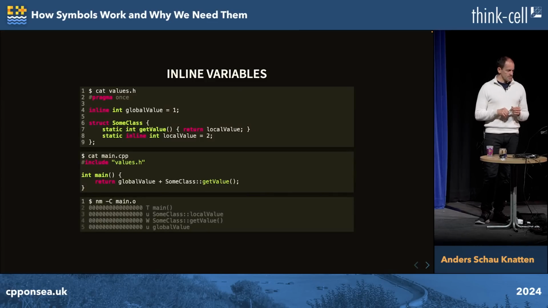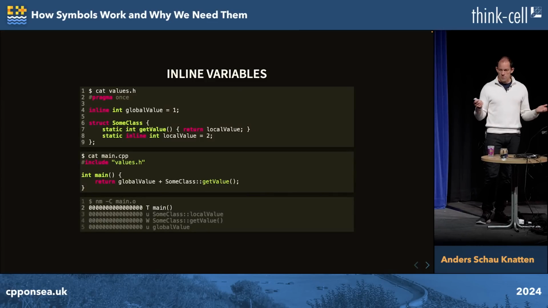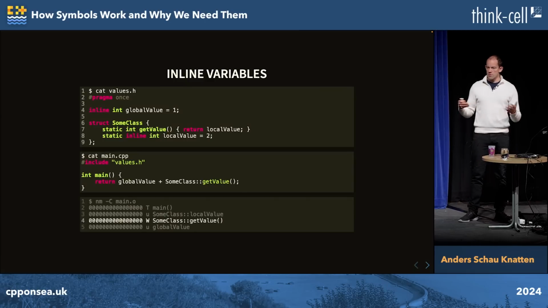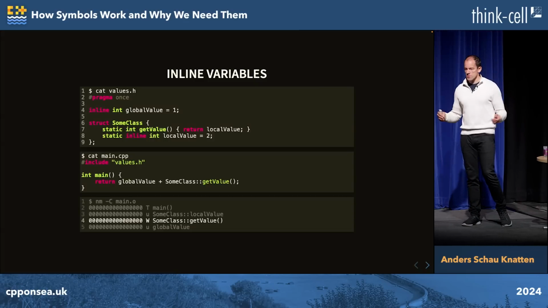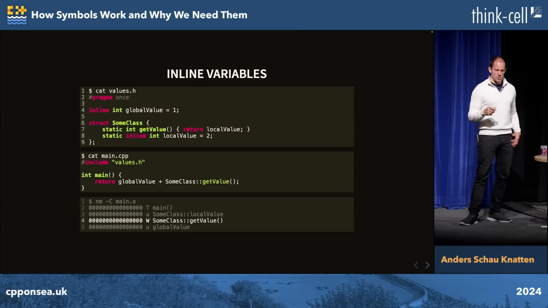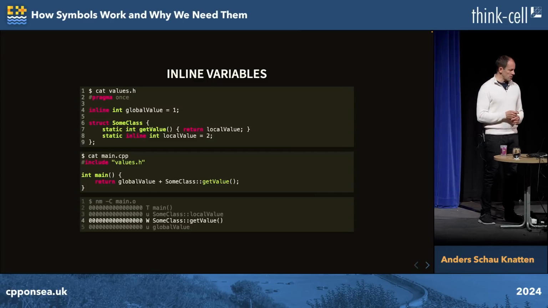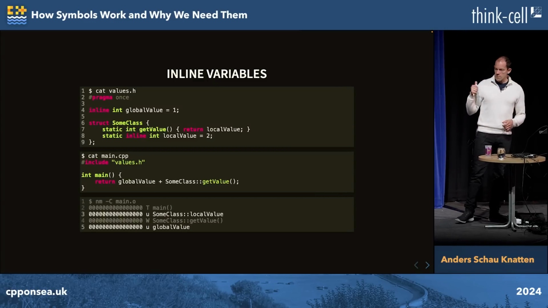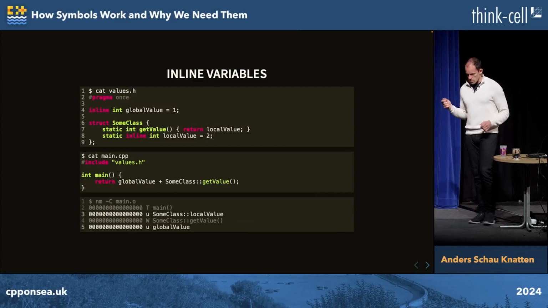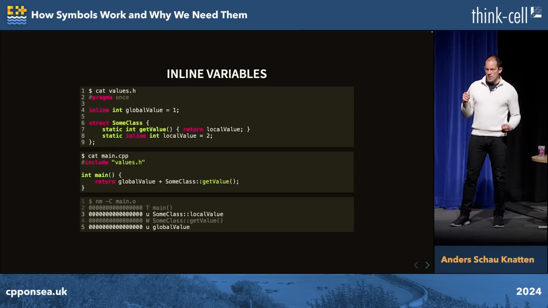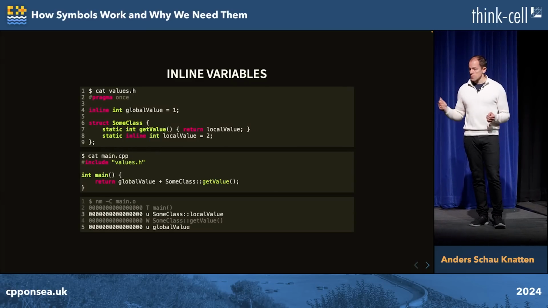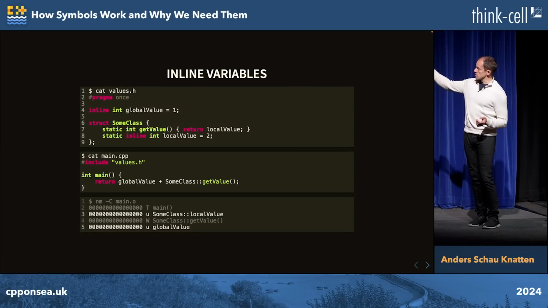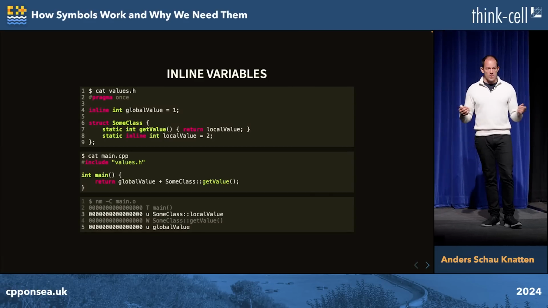If I run nm, main is a normal global thing. The member function, even if it's static or not, so that was the question earlier, static member functions, normal member functions, it's just a function. So it gets a weak symbol because it has the definition in the header file. And then we have a lowercase u. And the lowercase u means a unique symbol. And unique symbols are a GNU extension to ELF. And that's how they decided to implement inline variables.